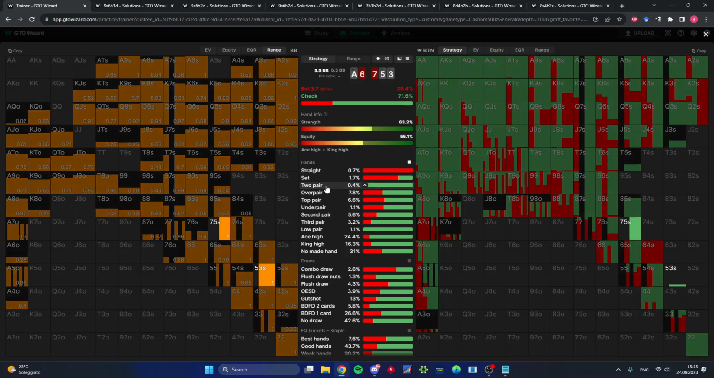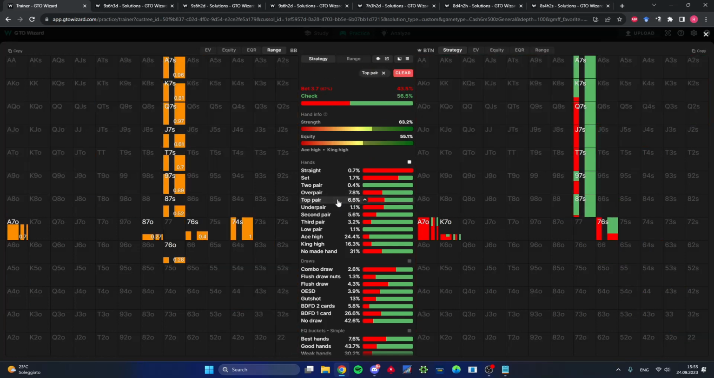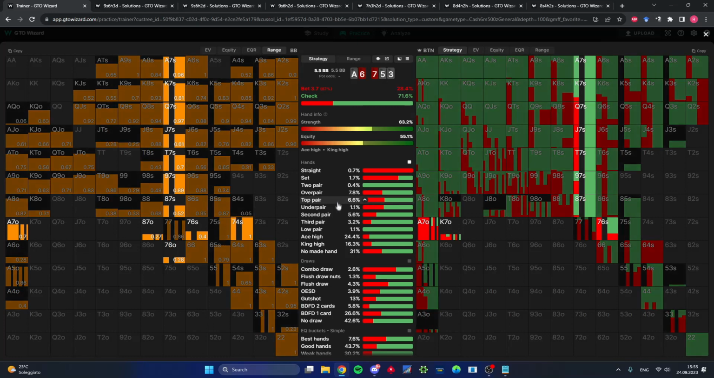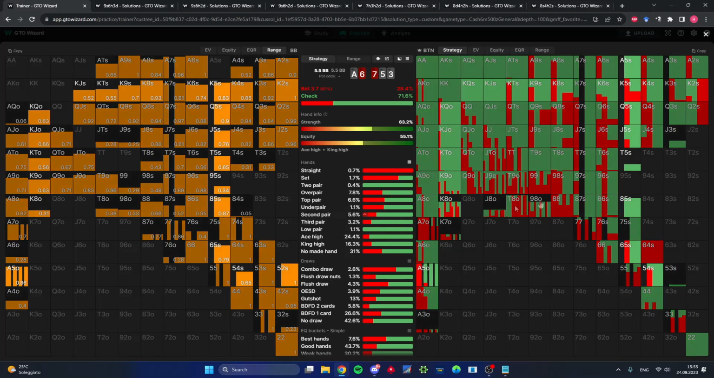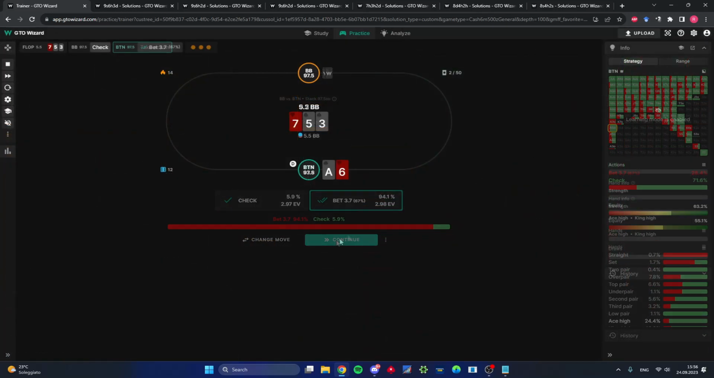Interesting note here, if we have overpairs here, they're checking more than 50% of the time. That's quite important. Our top pairs checking more than 50% of the time, so definitely make sure to protect your range against most opponents here that play somewhat decently. And then therefore, we're also checking most of our other random overcard and high card hands.